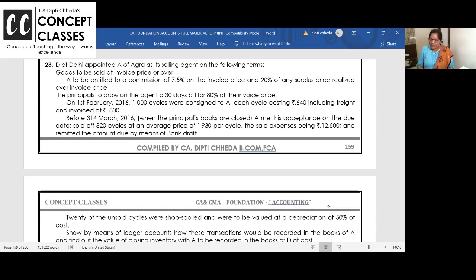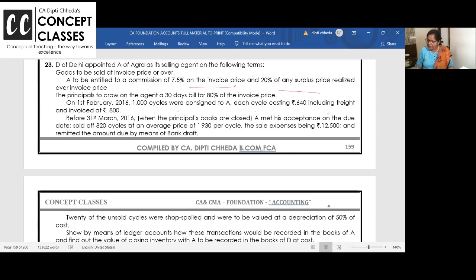D of Delhi appointed A of Agra as its selling agent. Goods are sold at invoice price or over. You have to sell at invoice price and above it. A is entitled to commission 7.5% on invoice price, 20%. Exactly the same as what we have done. Principal has drawn a bill also. 1,000 cycles were consigned at 640 freight and invoice price 800.